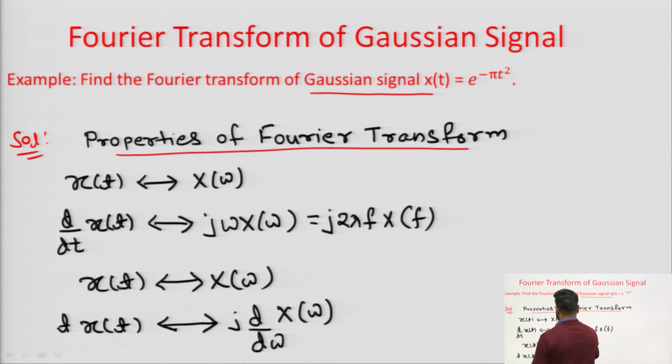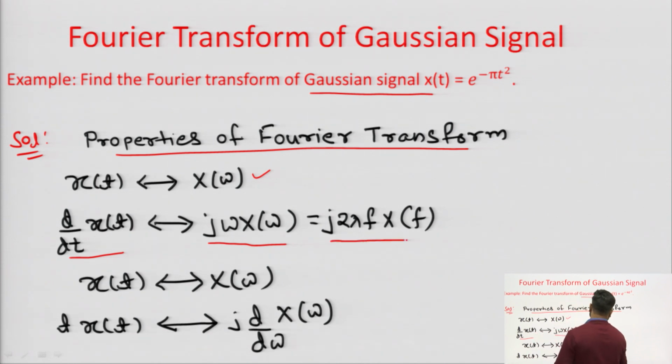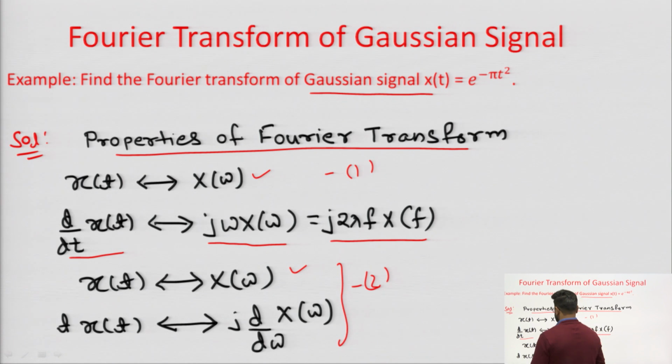First one is, if x of t has a Fourier transform x of omega, then if it is differentiated in the time domain, in the frequency domain it will be multiplied by j omega, or we can say j into 2 pi f into x of f. The second property is, if x t has a Fourier transform x omega, then t into x t will have Fourier transform j into d by d omega of x of omega. These are the two properties we are going to use to find the Fourier transform of the Gaussian signal.